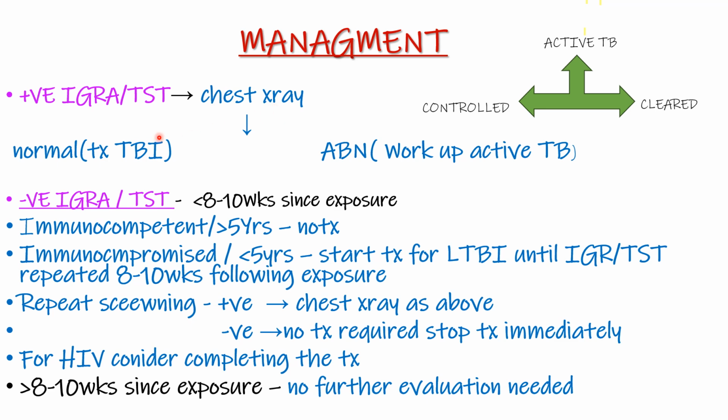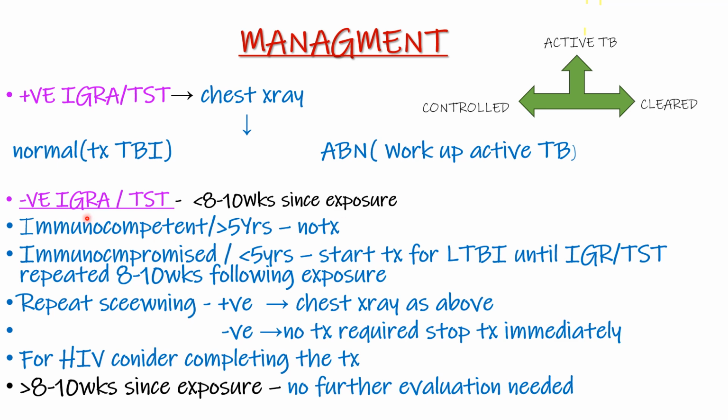What you do next, you exclude the probability of this patient having active TB, and you exclude by doing a chest X-ray. If the chest X-ray is normal, then our patient has TB infection or latent TB infection. However, if our chest X-ray is abnormal, it is highly likely that our patient has active TB. So what do you do next? You work up for TB disease.